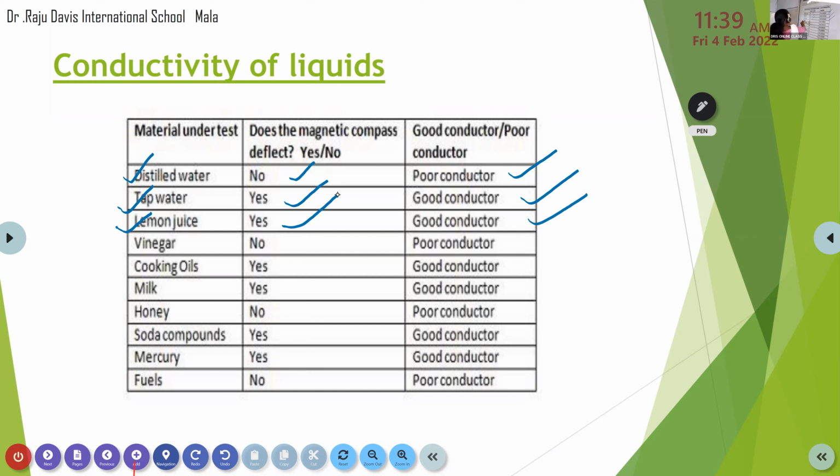Then vinegar. Good or poor conductor? Actually, vinegar does conduct electricity. But why is it called a poor conductor? Poor means what?